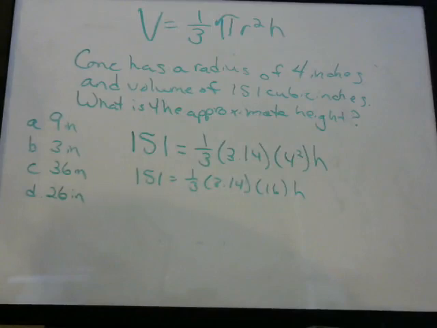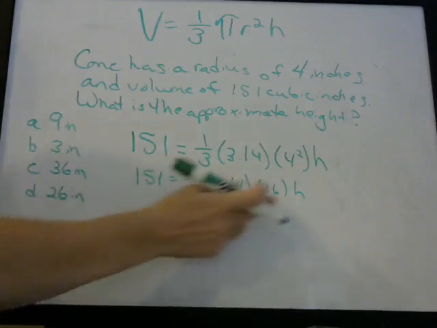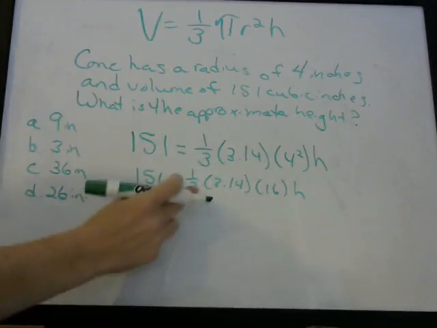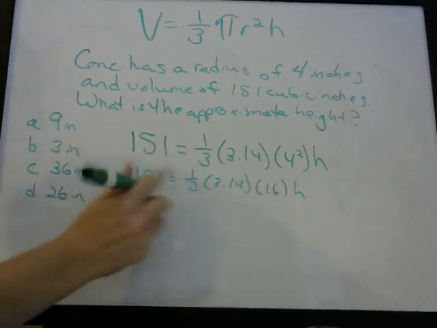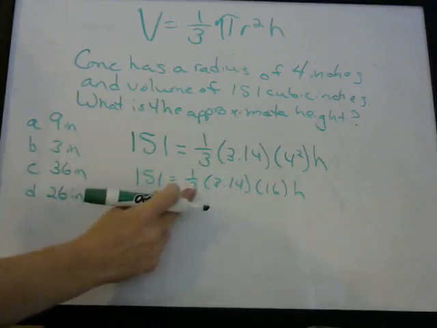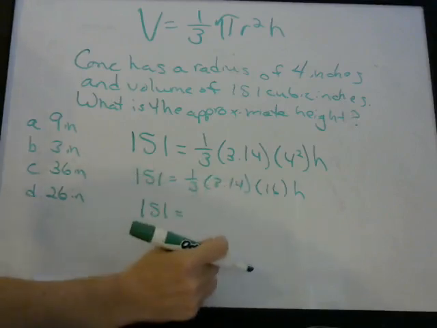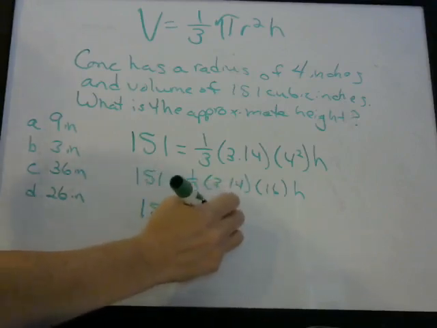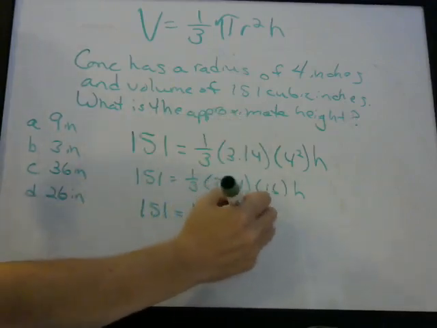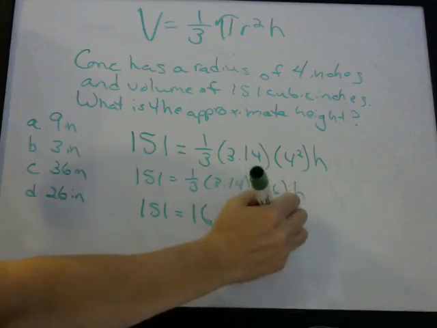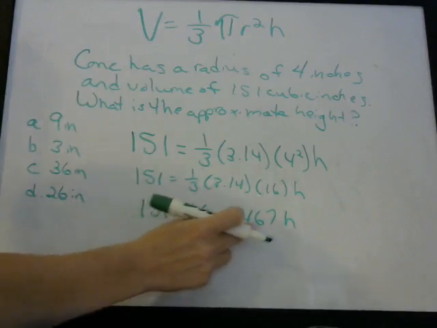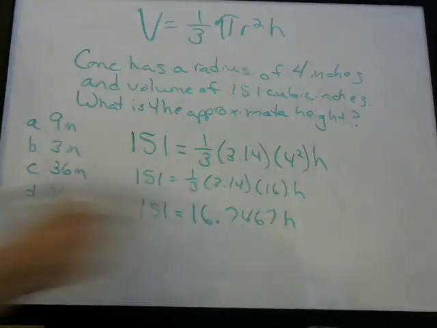Times height. So now there's multiple ways that you can figure out this algebra problem, so whatever makes most sense to you. But one thing we can do is just do this multiplication first. If you plug that into your calculator, 1/3 times 3.14 times 16, you're going to get a long number, but remember we're looking for approximate, so you can round it off, we'll say to 4 decimal places. So you get 151 equals 16.7467 times height.